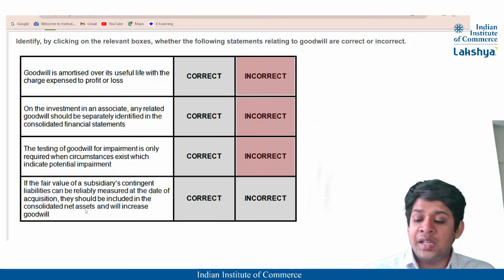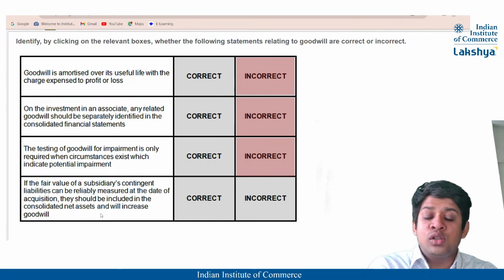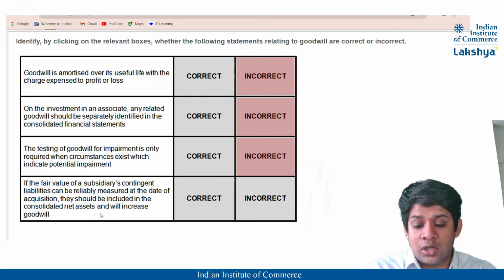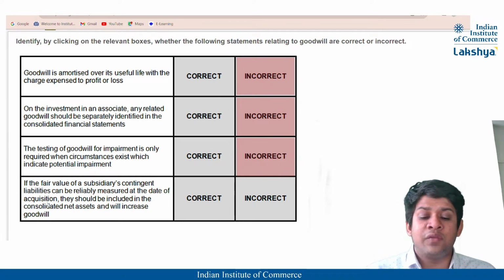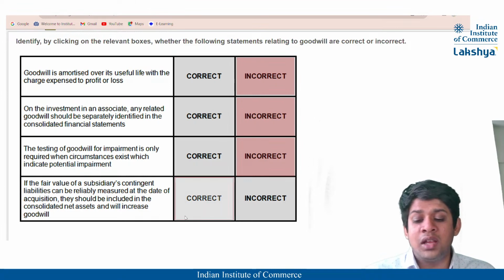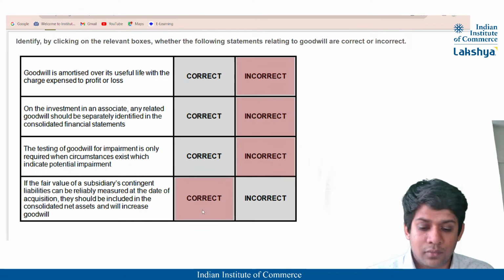If the fair value of a subsidiary's contingent liabilities can be reliably measured, that means if there is a contingent liability whose fair value can be reliably measured, then in such a case you can probably recognize it as a provision at the date of acquisition, and obviously the parent company will consider it while purchasing this company, because now they think that if it is reliably measured, then the net assets that they will get from the subsidiary company will be lower, correct? Because the liability is something they would have to pay for at a later date, right? So they should be included in the consolidated net assets. Yes, they will be included.